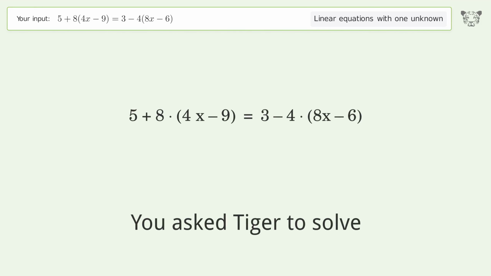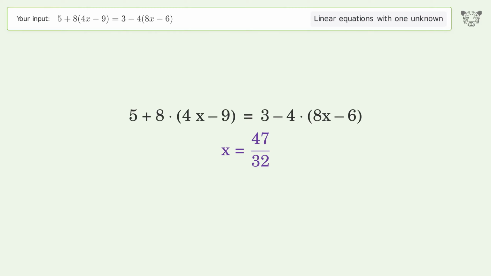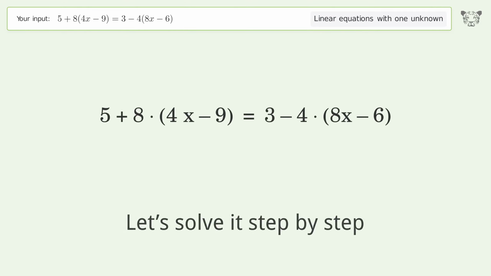You ask Tiger to solve. This deals with linear equations with one unknown. The final result is x equals 47/32. Let's solve it step by step.